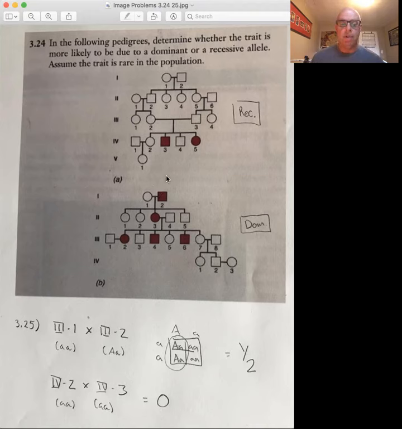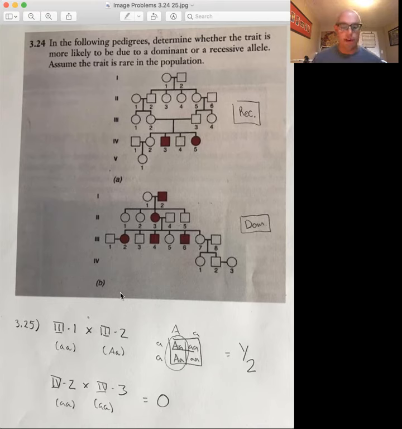So in pedigree A, we see the two individuals that are affected, 4-3 and 4-5, both have parents that are not affected. That's the telltale sign that the condition is due to recessive alleles. In B, you see that the condition is in each generation and that each individual has a parent that also has the trait. That's the signature of a dominant allele.